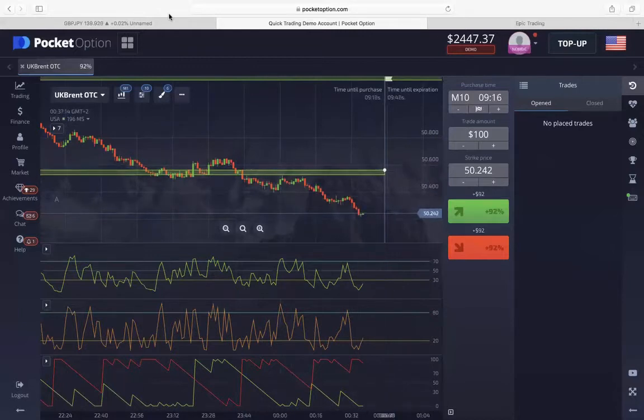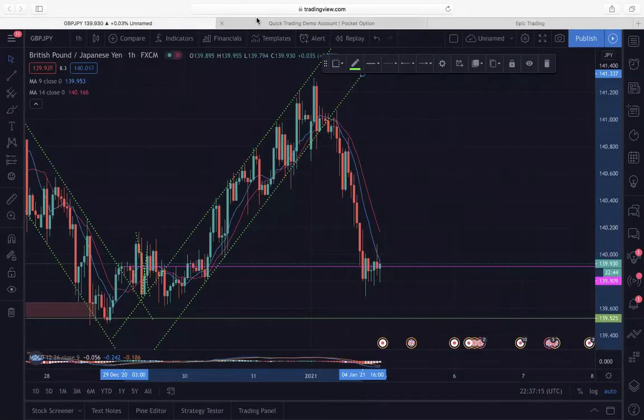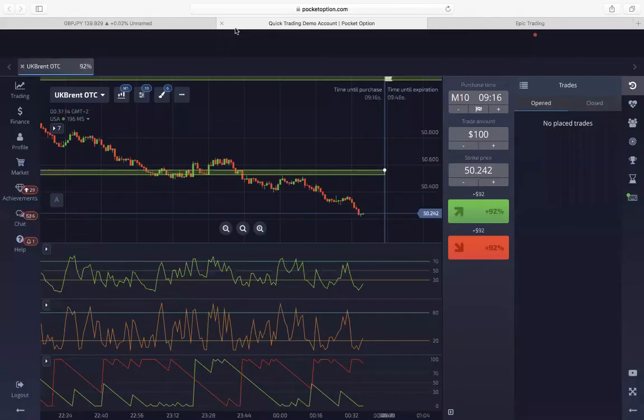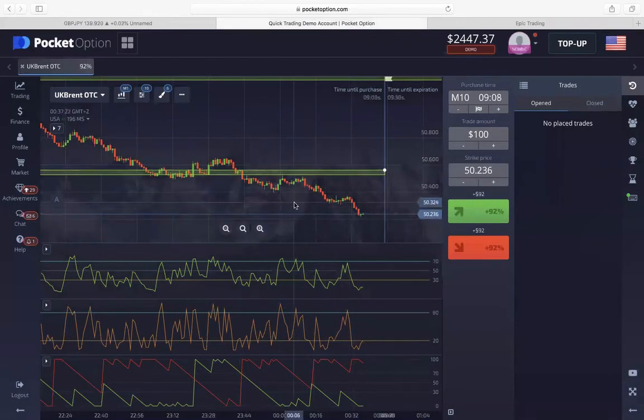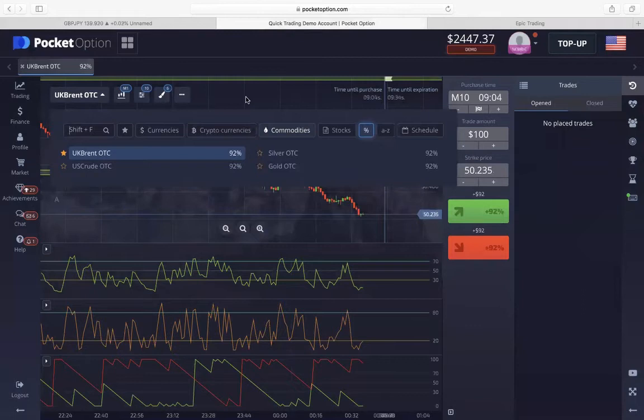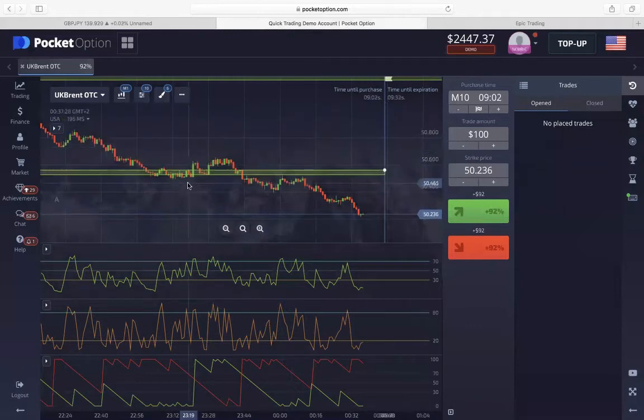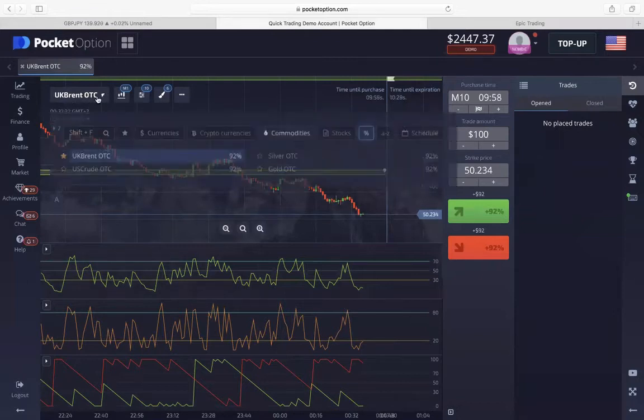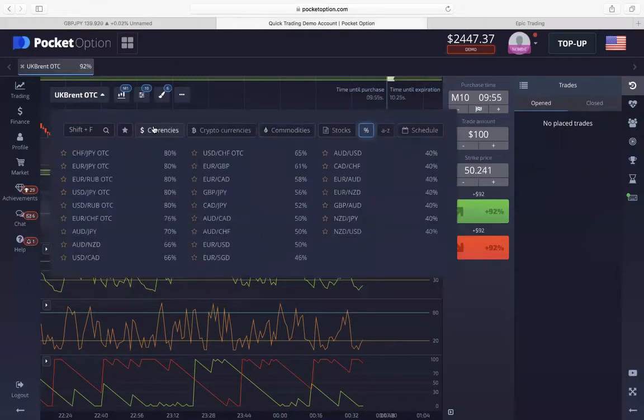Okay, so marking up the charts on TradingView, you want to go to tradingview.com. Now, when you're looking at PocketOption, you want to make sure you're looking at the same currency pair or the same commodity that you are actively trading on here. So right now I have UK Brent up. If I switch this to a currency that I like, it's Great British Pound / Japanese Yen.